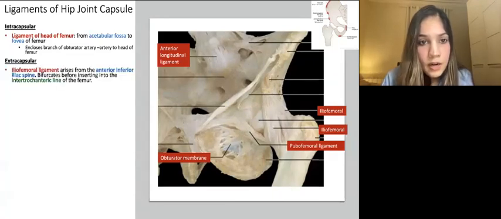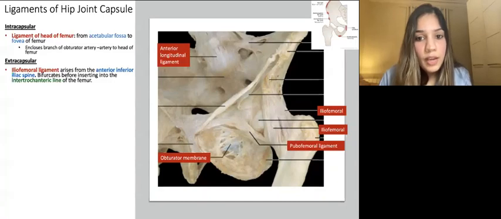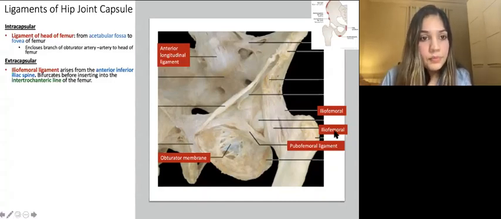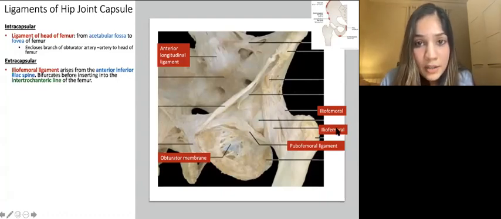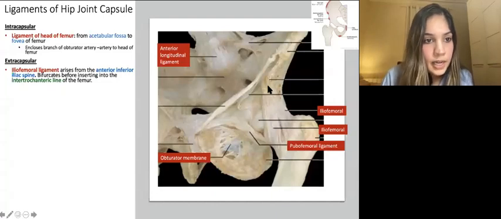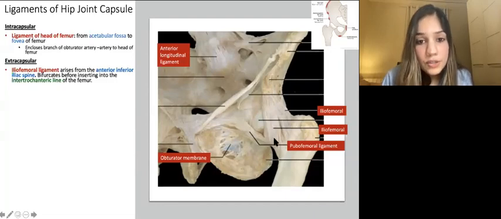So that was the ligament of the head of the femur. Now we look at the extracapsular ligaments. We have the iliofemoral ligament here, and this arises from the anterior inferior iliac spine. I've got this little picture up here, which if you zoom in, this part of the pelvis is the anterior inferior iliac spine, so it's somewhere around here. And it bifurcates in a Y shape before it inserts into the intertrochanteric line of the femur.